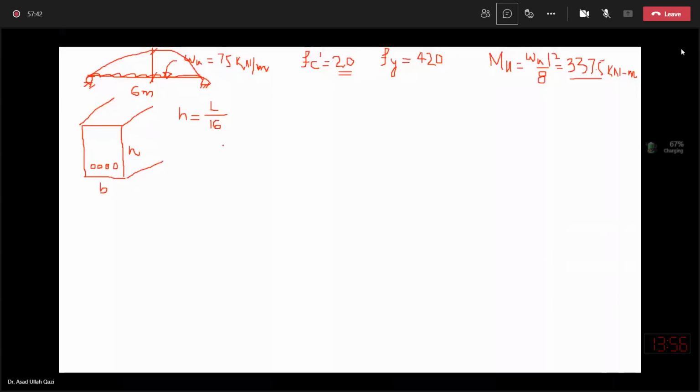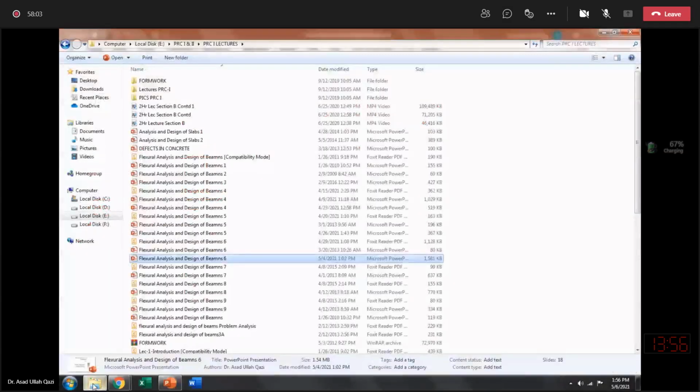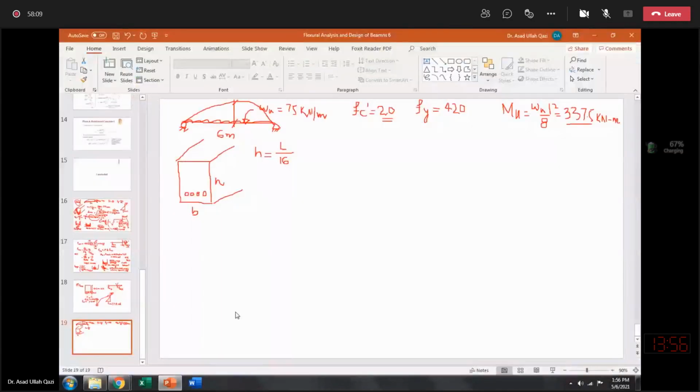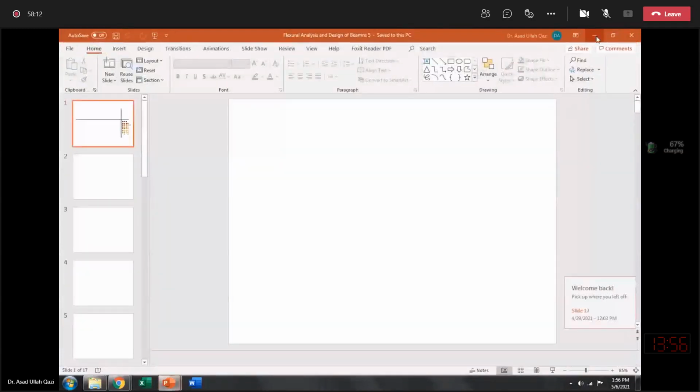For example, if I push the escape button, or let me end the show, they ask me whether I want to keep my ink annotations. If I say keep, it means they are here. So let me share with you that table.